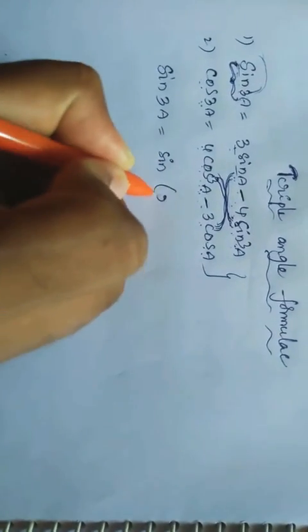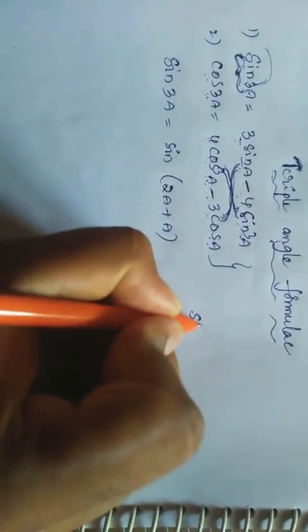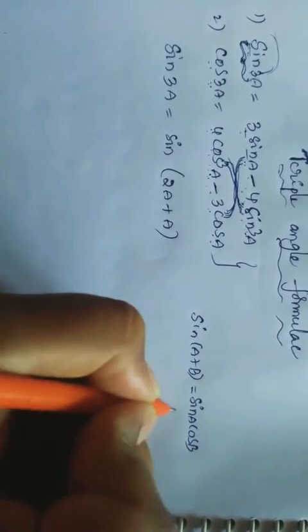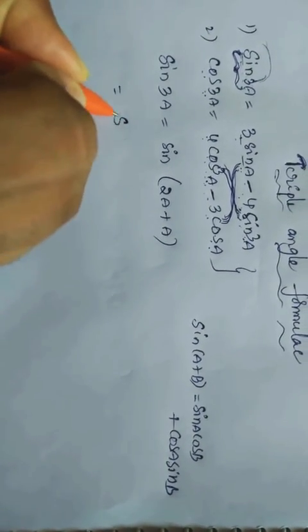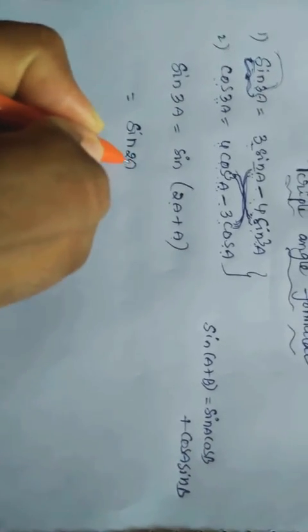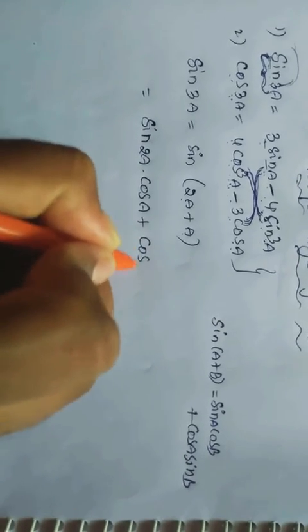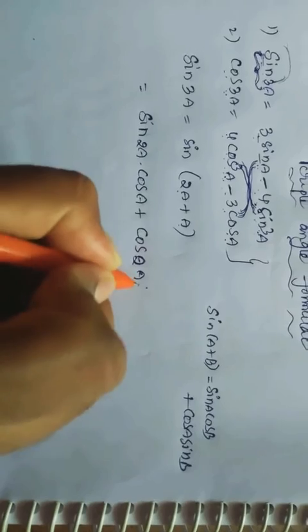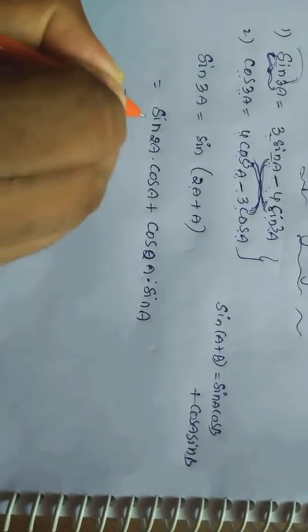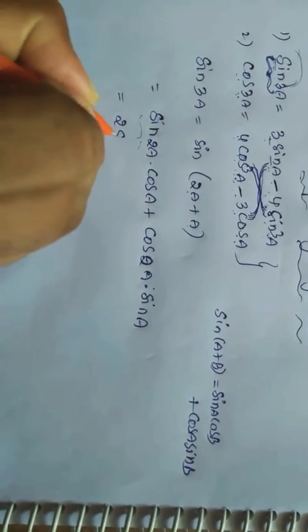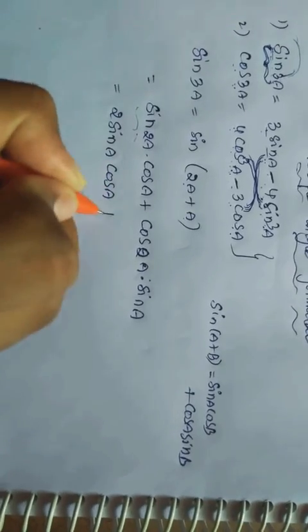Now I will tell you how to prove sin 3A is equal to 3 sin A minus 4 sin cube A. Sin 3A we can write as sin 2A plus A. It is in the form of sin A plus B is equal to sin A cos B plus cos A sin B. By using this formula we can prove: sin 2A plus A is sin 2A into cos A plus cos 2A into sin A.